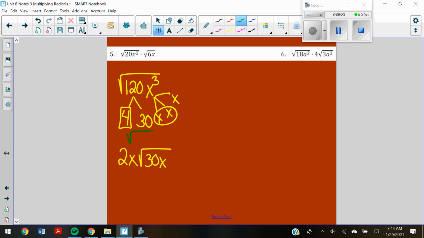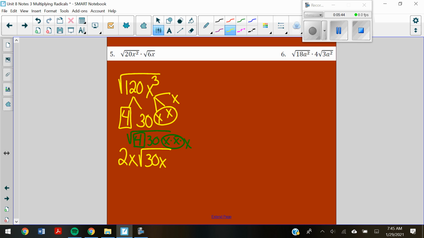All right, under our square root, we have 4, and then 30, because 30 breaks down into 5 and 6, and 6 breaks down into 2 and 3. So that doesn't go further. And 3 x's. So a pair of x's, and this 4, those are going on the outside, and the 30x gets left underneath. All right.